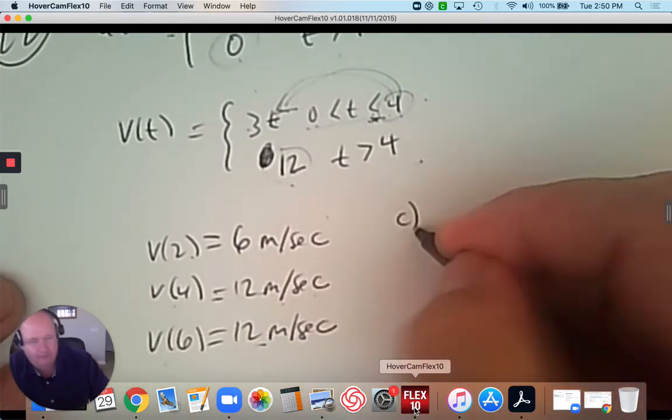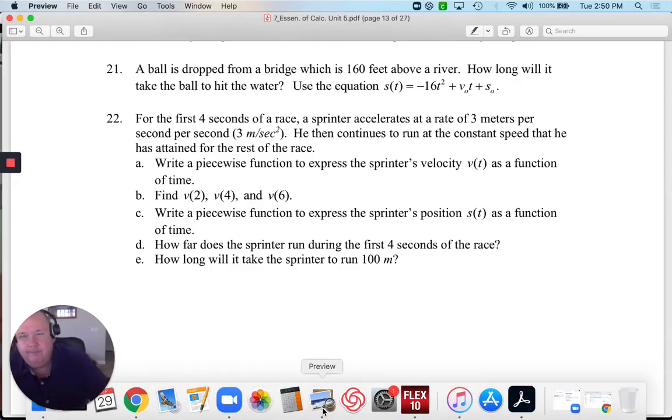Part C. Write a piecewise function to express the sprinter's position. So for the position, again, I do the antiderivative. So that's t squared divided by 2. And there's a 3 there, so it's 3 halves. And the other is 12t.